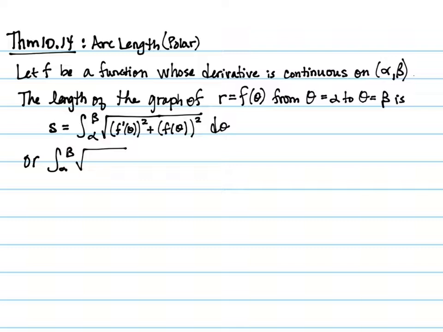Or an alternate version of this would be to do the integral from alpha to beta of the square root. Let me shift this over just so they line up. Of dr d theta, right, the derivative of r squared, plus r squared itself. So that's another version of the exact same formula.